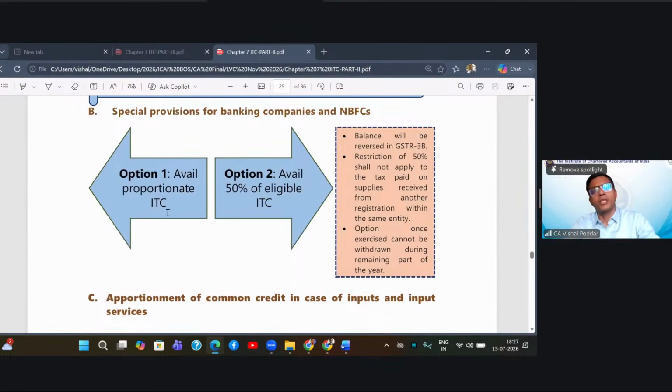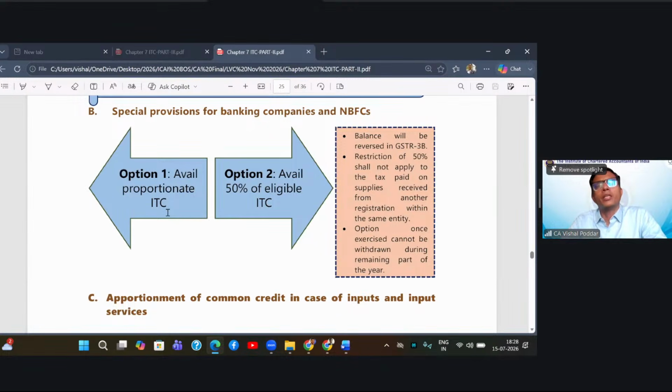Now, in this same sequence of proportionate reversal, we have some special provisions for banking companies. You will recall that whatever banks do, their outward supply majorly includes interest on loans that they have given, plus different types of bank charges which the bank levies for varied services provided. Now, interest on loan is exempt, whereas other services are taxable. In such cases, we can very safely presume that every bank will have both taxable and exempt supply. So as per the above point of Section 17, they have to compulsorily do reversal.